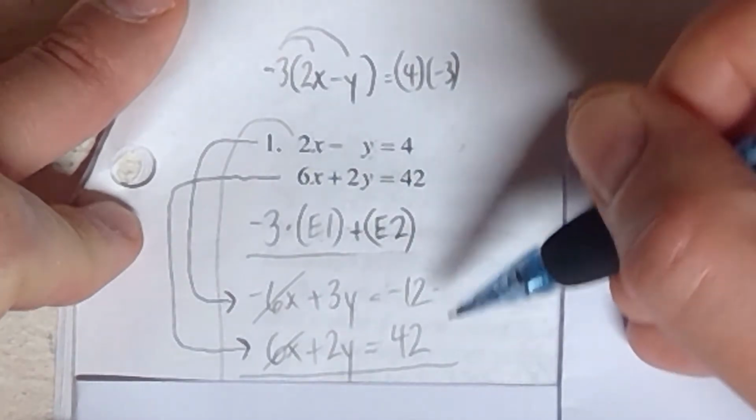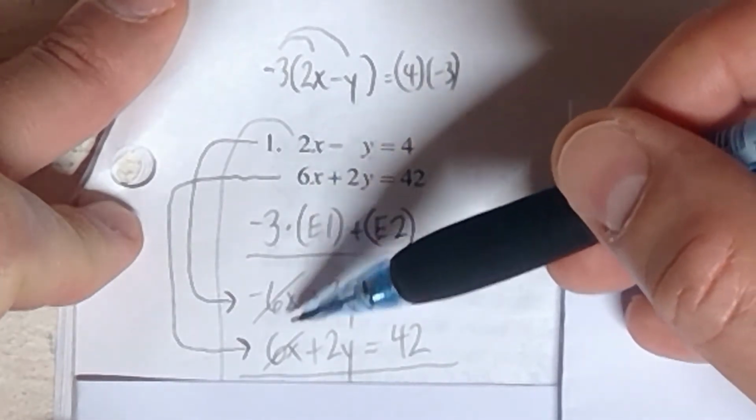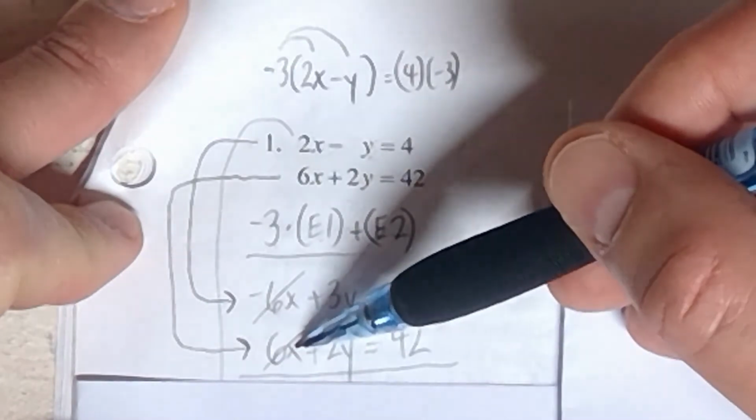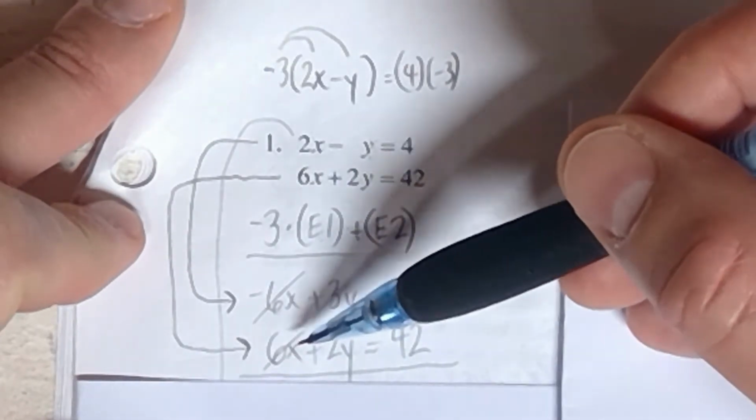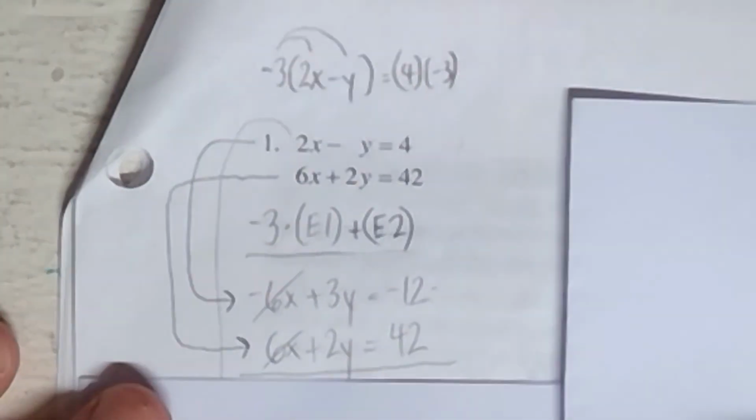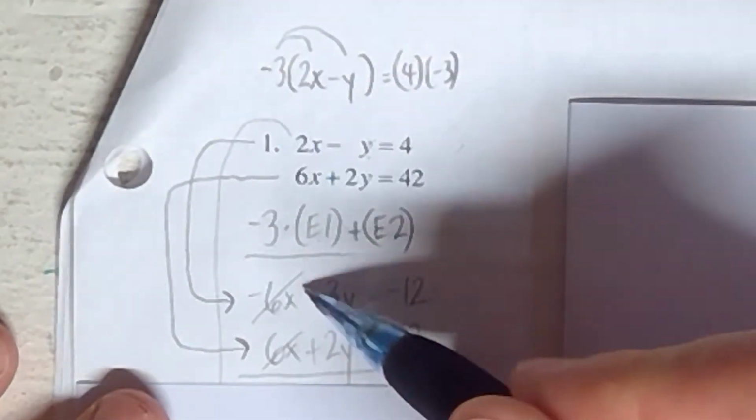Okay. The other equation stays the same because we want these to be opposites of each other, so we don't want that second equation to change. Otherwise, they won't be opposites anymore. We then add the equations together.